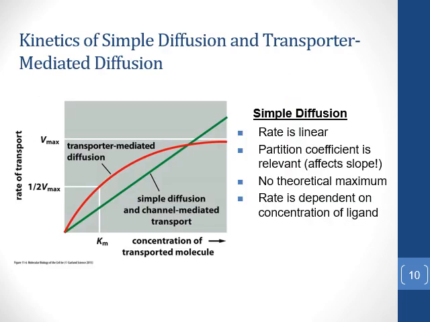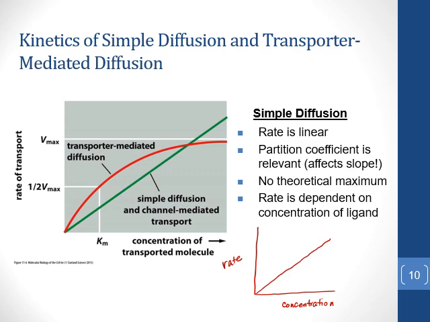Now, if we were to plot simple diffusion, in other words, we're going to look at the green line here. So let me just kind of draw this out. We're going to look at the rate of transport. That's going to be on our y-axis. Down here, we're going to look at the concentration of this transported molecule. And we're going to see that the rate at which transport occurs is a function of the concentration, and it's perfectly linear.